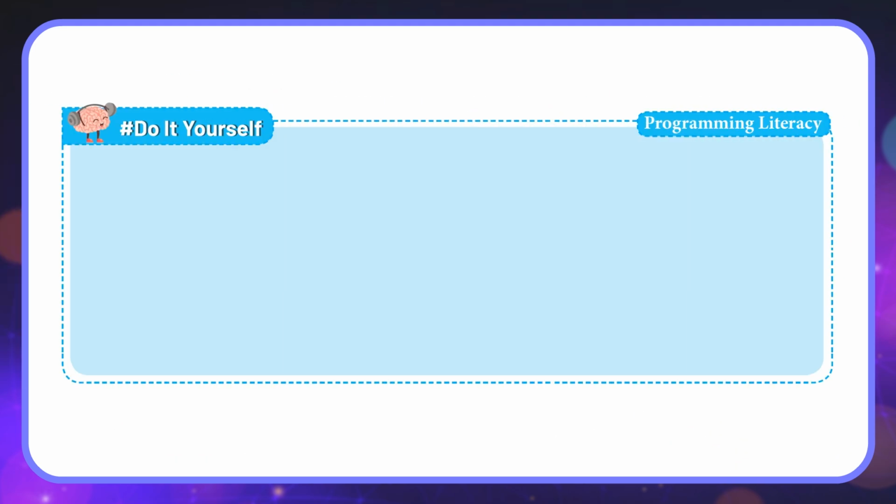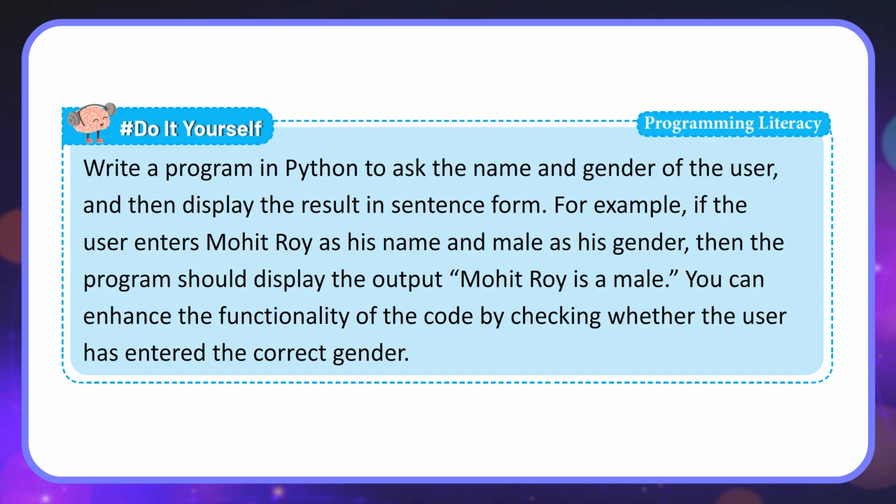Do-it-yourself. Programming literacy. Write a program in Python to ask the name and gender of the user, and then display the result in sentence form. For example, if the user enters Mohit Roy as his name and male as his gender, then the program should display the output 'Mohit Roy as a male'. You can enhance the functionality of the code by checking whether the user has entered the correct gender.